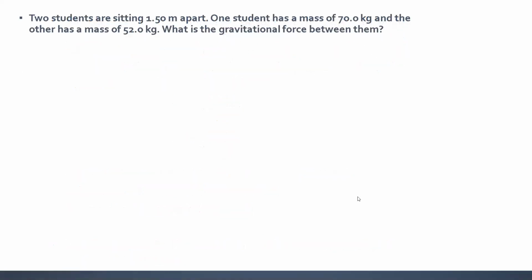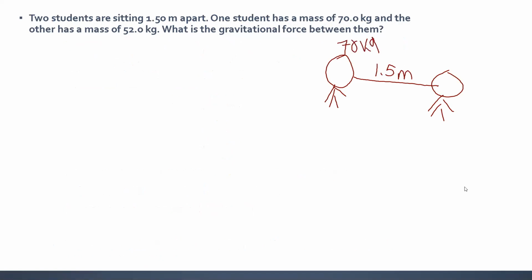Now let's have a mathematical example here. Two students are sitting 1.5 meters apart. So here we have two students. This is the first one, and this is the second one. And the distance between them is 1.5 meters. One student has a mass of 70 kilograms and the other a mass of 52. So now, what is the gravitational force between them?